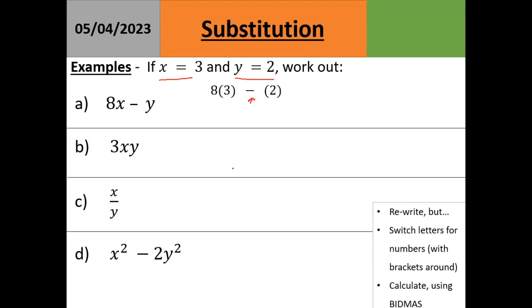So the biggest thing here is to watch out for this minus sign, right? So we're going to multiply 8. Yeah, it's 22. So 8 times 3 is 24. Take away 2. So our final answer is 22.